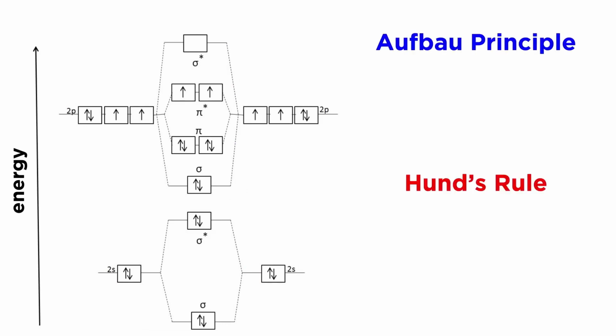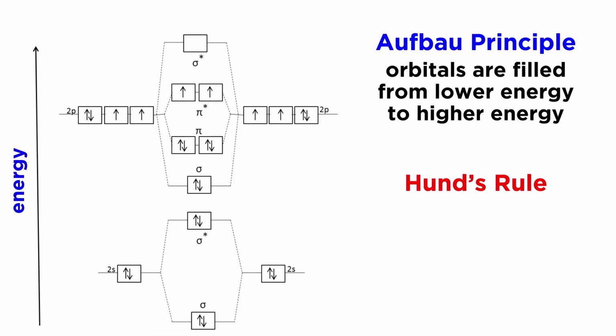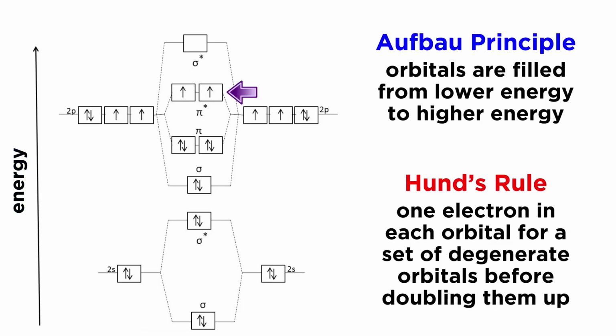The good news is that these orbitals are still filled according to the Aufbau principle and Hund's rule, like we already know. This means that we fill them from lower energy to higher, according to Aufbau, and we will put one electron in each orbital for a set of degenerate orbitals before doubling them up, according to Hund. We've already learned in a previous tutorial how to fill in these MO diagrams for certain diatomic molecules, like O2, and how to use them to calculate bond order.